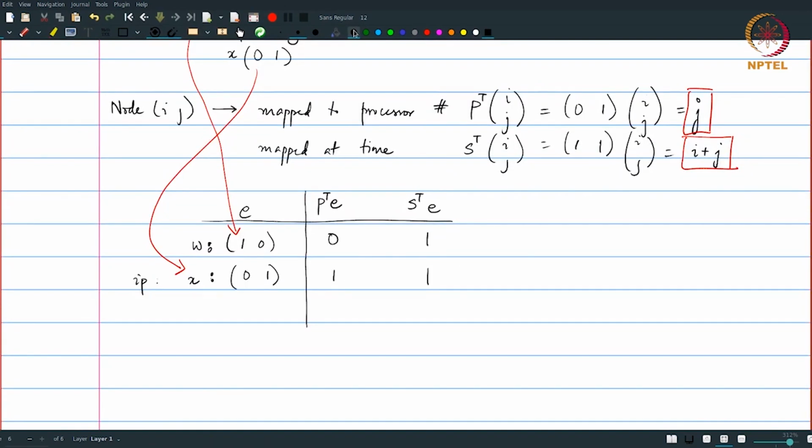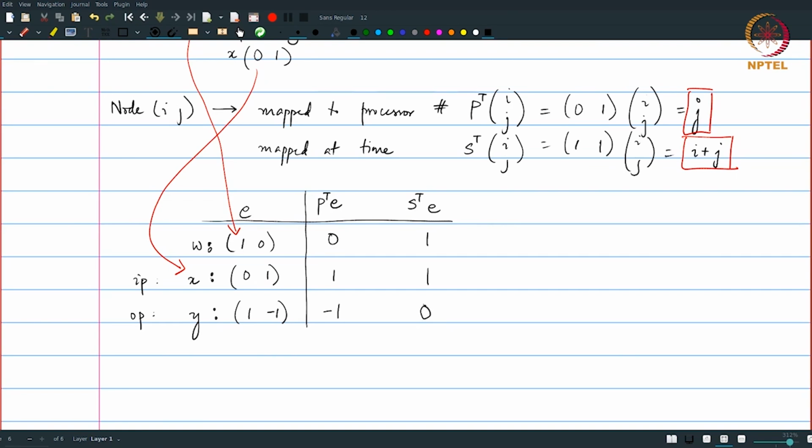All right. And finally, what we have is the outputs which correspond to y, which corresponded to the vector 1, minus 1. When I do P transpose E, that corresponds to a minus 1 for the value of P transpose E and 0 for the value of S transpose E.